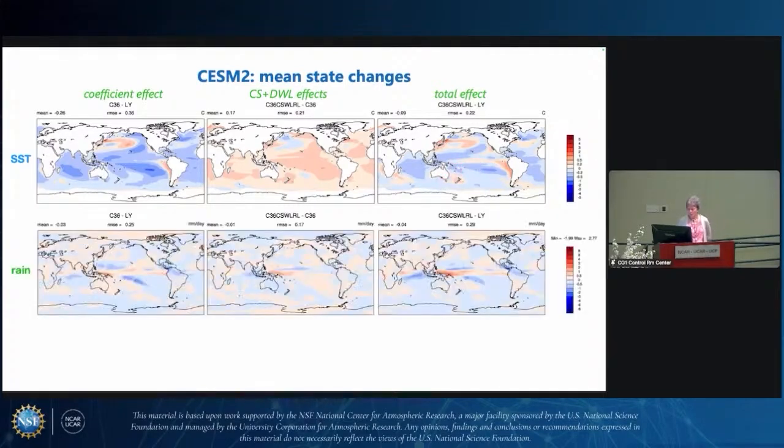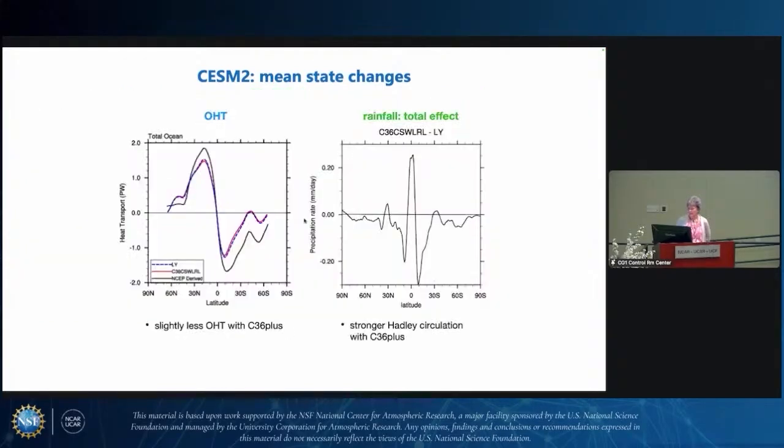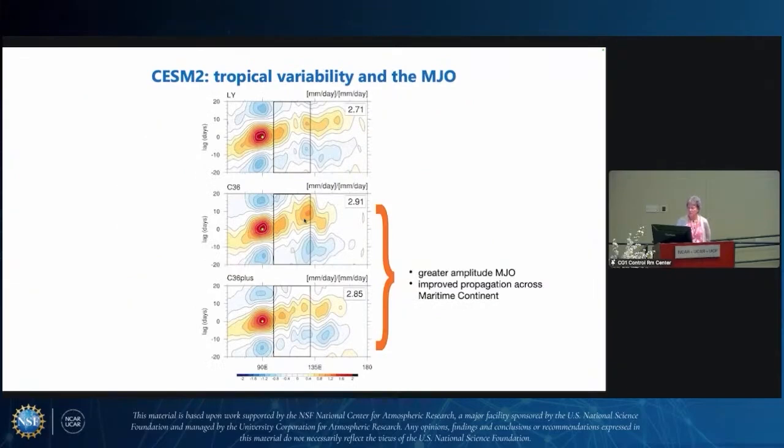When we look at rainfall, the main take-home message is that we seem to see an enhancement of the Hadley circulation. So we have more rainfall in the tropics along the equator, slight reductions in the subtropics. And in the interest of time, I'm going to go straight to the MJO.